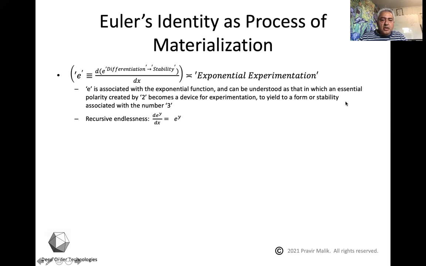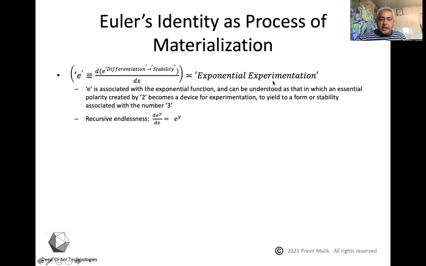So e, we know, is of course associated with the exponential function, but the way we can understand it is that it essentially lies between the polarity created by 2, which is a device for experimentation, and 3, which yields a form of stability associated with 3. And so e lies between this experimentation and stability.